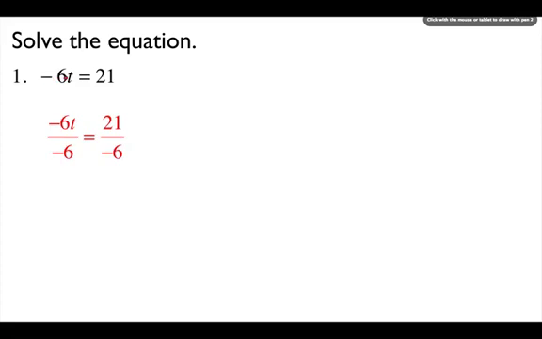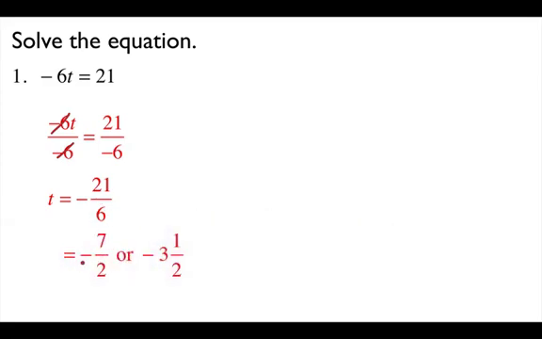They're multiplying by negative 6, so I am going to divide both sides by negative 6. Once I do that, this goes away, and I'm left with t equals negative 21 over 6. Now this is an improper fraction, and I can also rewrite it in lowest terms. So my answer is either negative 7 over 2, because once I divide by 3 I get this, or I change the improper fraction to a decimal, negative 3.5. Let's go on to number 2.